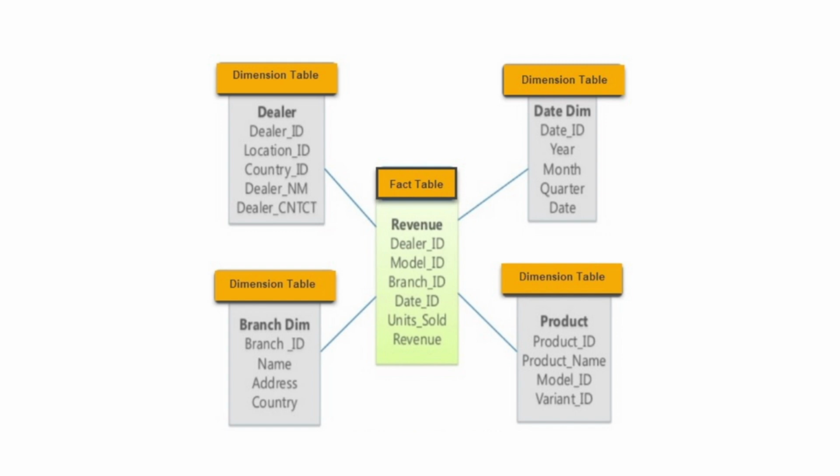Here's the cool part. Each dimension is represented by just one table, and those tables aren't normalized. They're flat and easy to work with. This means fewer joins and faster queries.